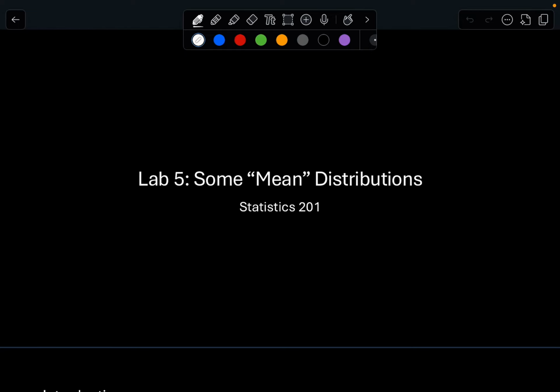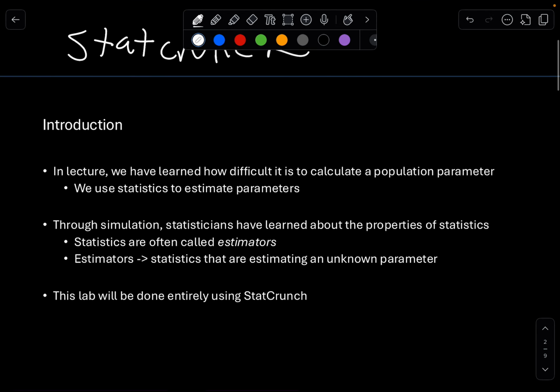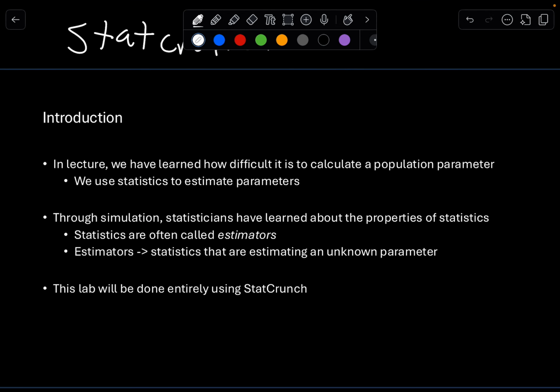Alrighty, hello everybody. This is the video for Lab 5. In this lab, you absolutely need StatCrunch. This entire lab basically will be done using StatCrunch. We're going to be doing simulations. This is Chapter 7 material. We're going to be looking at sampling distributions, so we're going to be using StatCrunch.